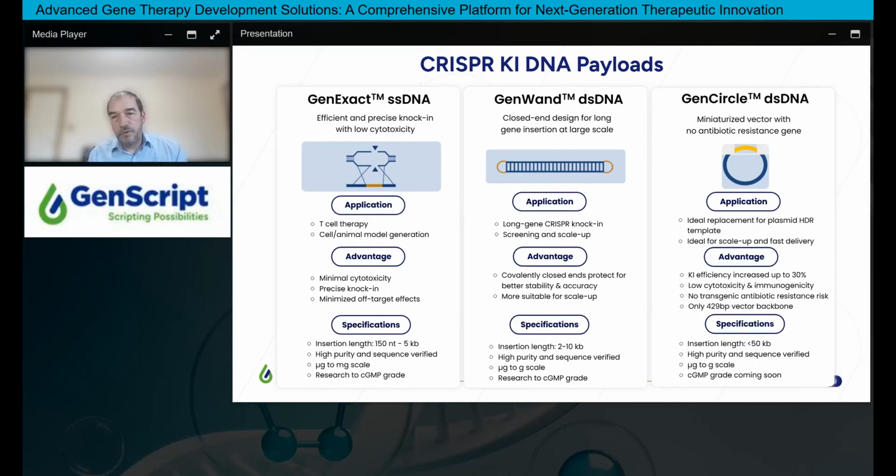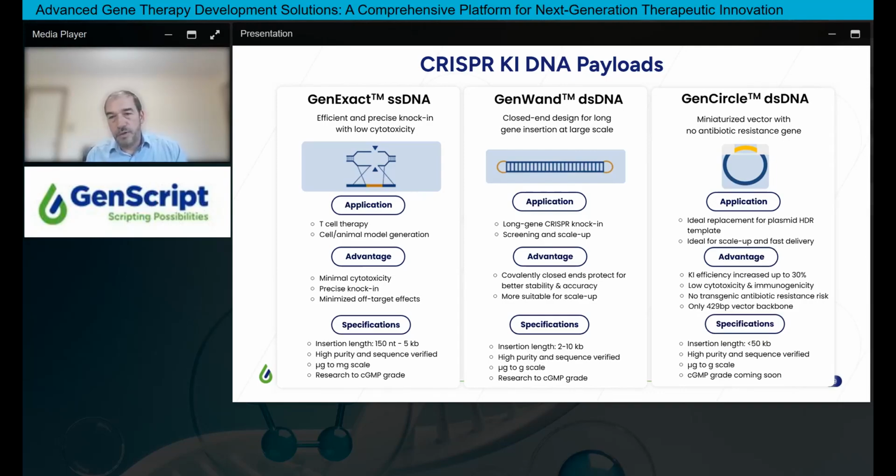We also offer HDR templates for knock-ins. We have 3 different versions. We offer GeneXact single-stranded DNA. This is very efficient. It has minimal cytotoxicity, very precise knock-in and minimal off-target effects, but is somewhat limited to smaller fragments. Up to 5 bases can be inserted using this single-stranded DNA HDR template.